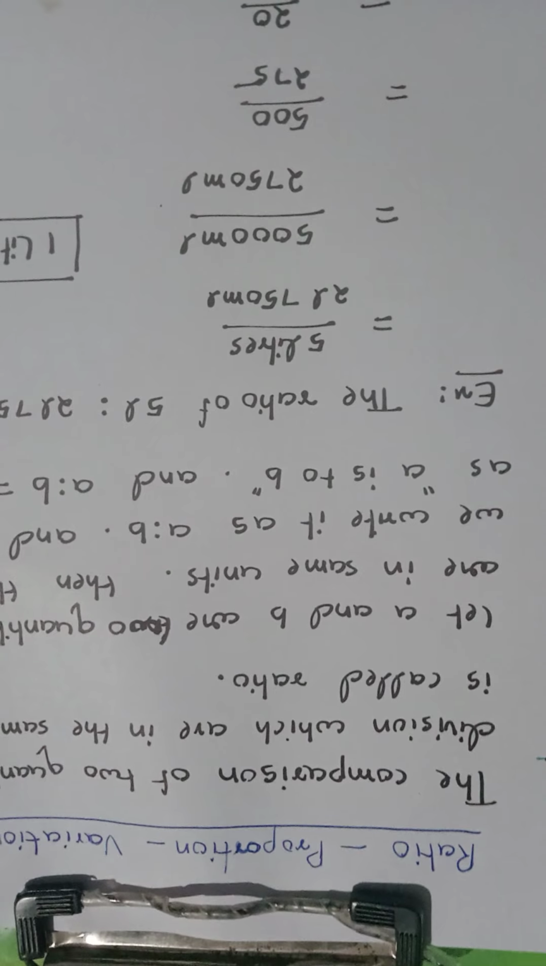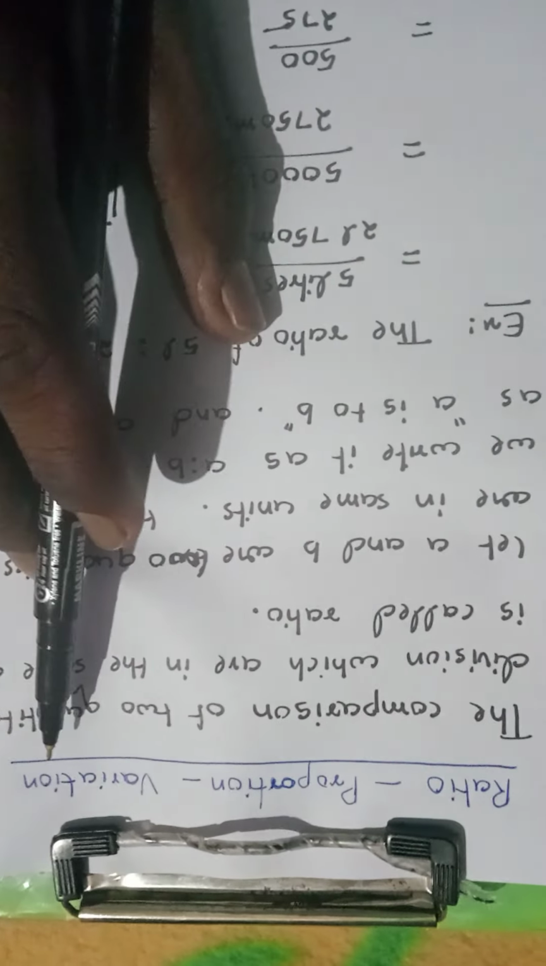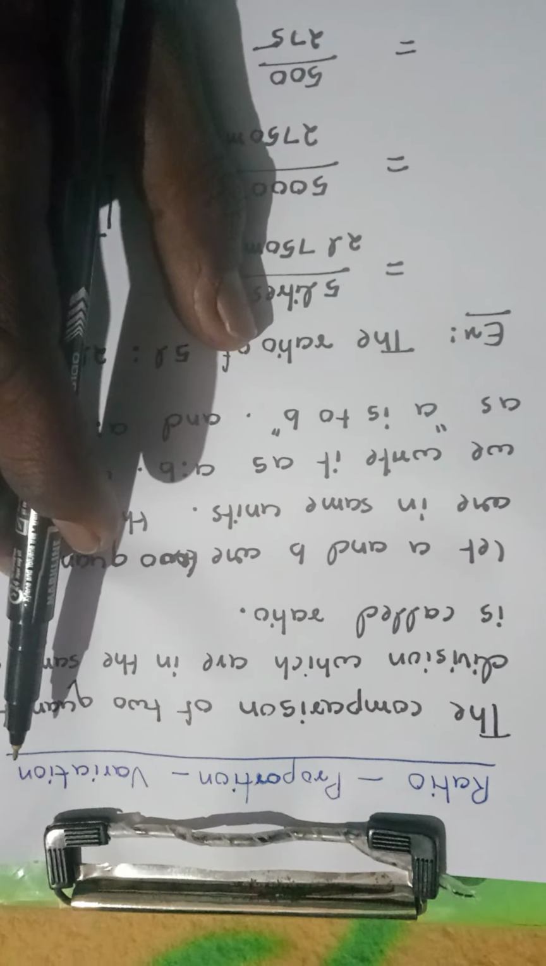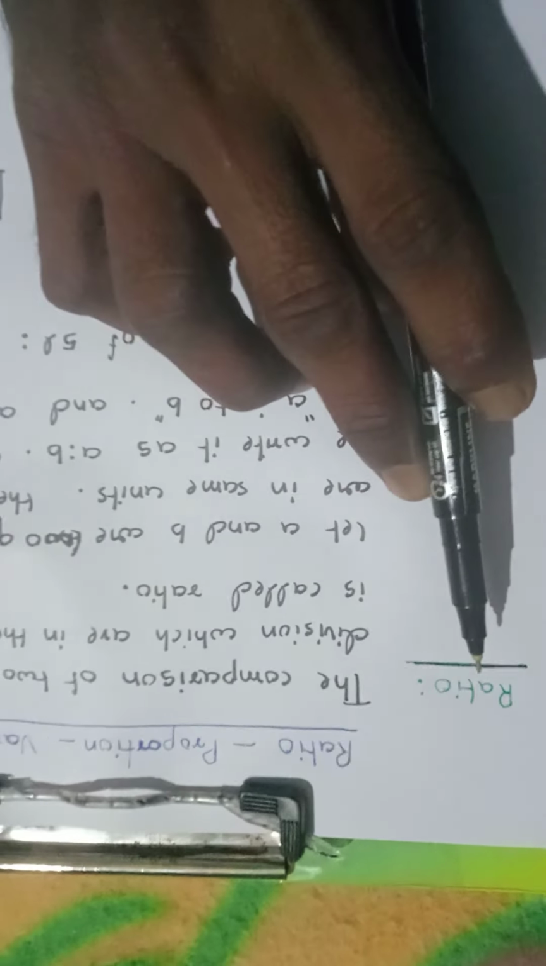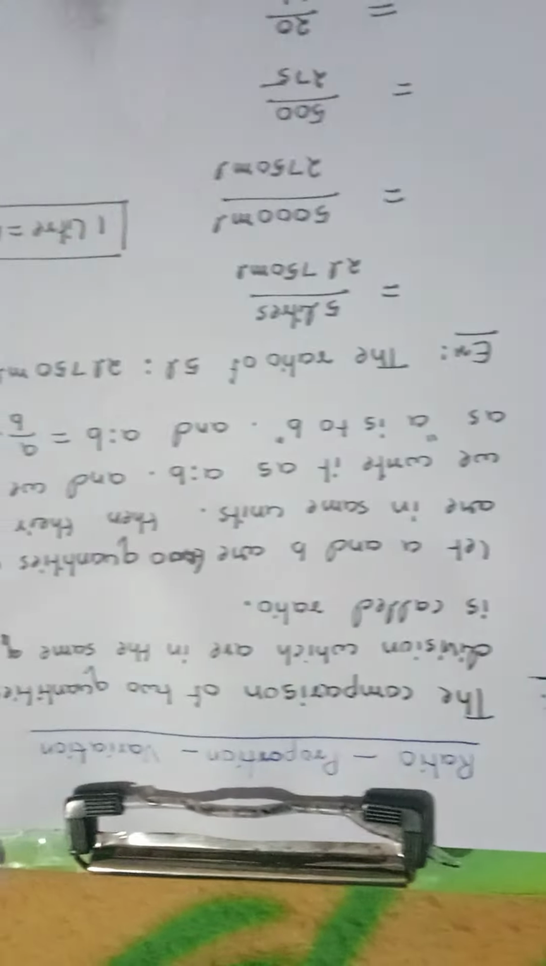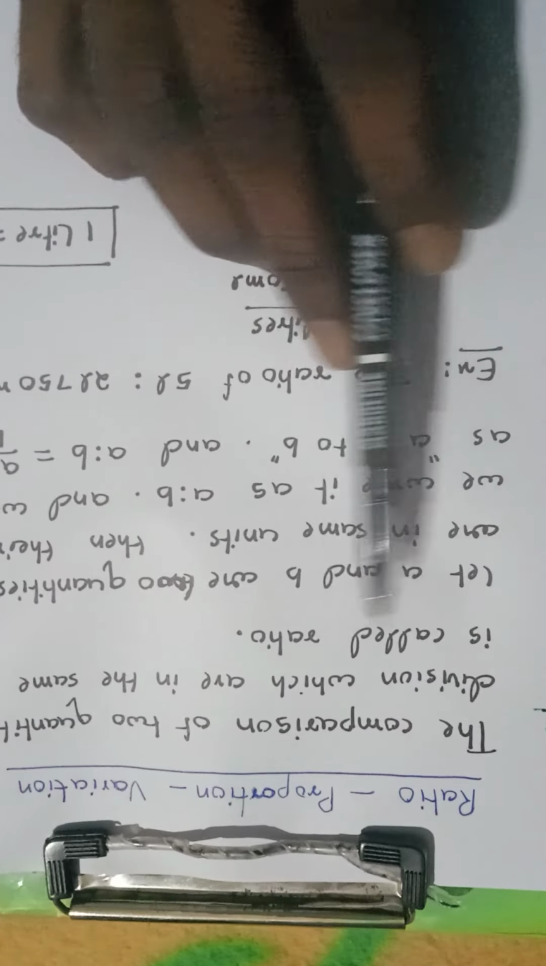In this chapter, we are going to discuss ratio, proportion, and variation. So let us first know what is meant by the ratio. Ratio: the comparison of two quantities by division, which are in the same units, is called ratio.